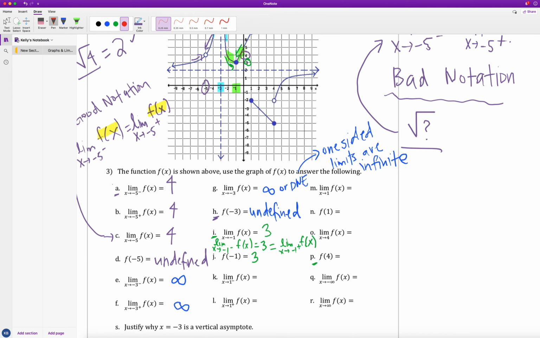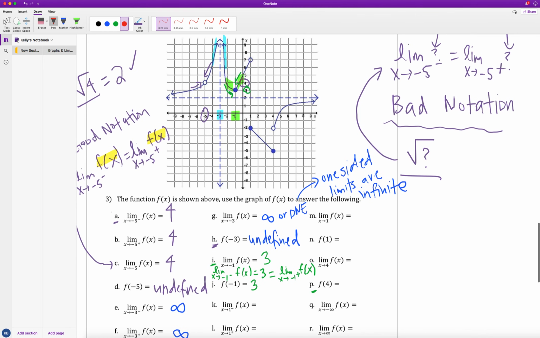So K says the limit as x approaches +1. So we're looking at a different portion of this graph now. If we go back to the highlighter, let's use pink this time. As we approach +1 from the left-hand side, it's approaching 7. Then from the right-hand side down here, we're approaching -2. So this is back to one of those examples where the left and the right are not going to be equal to each other. The left was approaching +7 up here, and the right was approaching -2 down there.